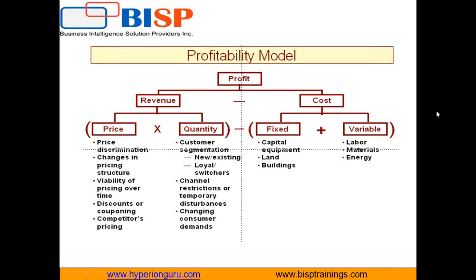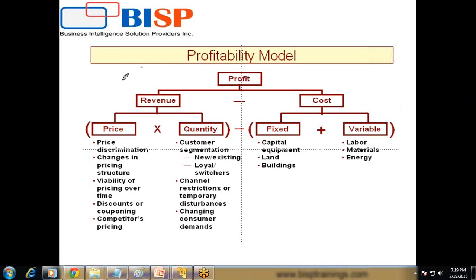Every time profitability is measured, it is important to see this tree structure diagram, because many of you may be very new to the profitability terminologies. This basic tree structure will help you understand that profit is evaluated with respect to revenue and cost. Revenue in turn is evaluated with respect to price and quantity. Price multiplied by quantity turns out to be your revenue. The parameters for price could be price discrimination and so on. Similarly, quantity could be customer segmentation, loyal, switchers, new or existing. There are many parameters with which you evaluate your quantity.